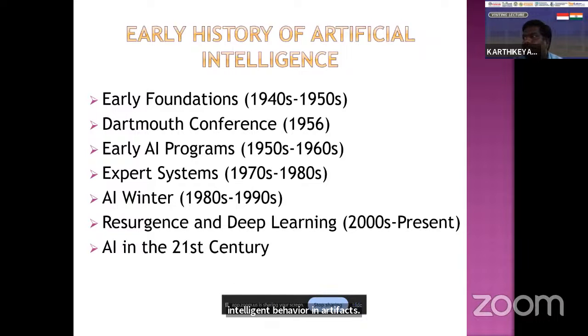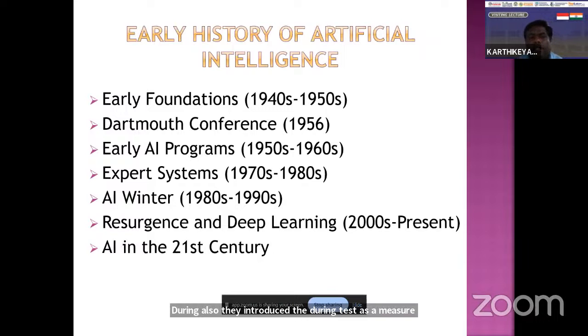And next one, we discuss the early history of artificial intelligence. The first one, the early foundation in 1940s to 1950s, the groundwork for AI, was laid in the late 1940s and 1950s, with pioneers like Alan Turing proposing the concept of machines capable of simulating any computer task. In the 1950s, Turing also introduced the Turing test as a measure of machine intelligence.